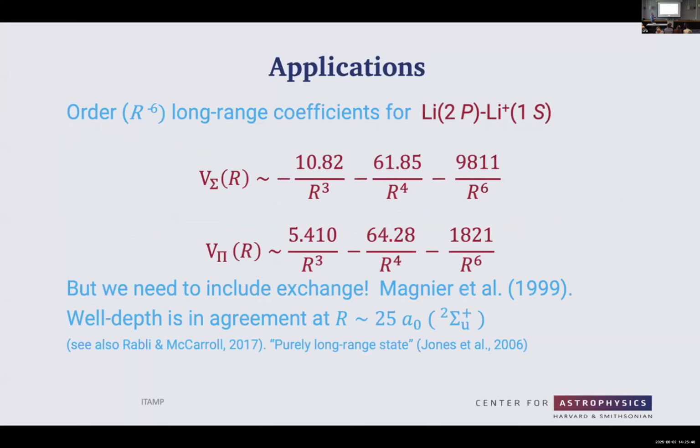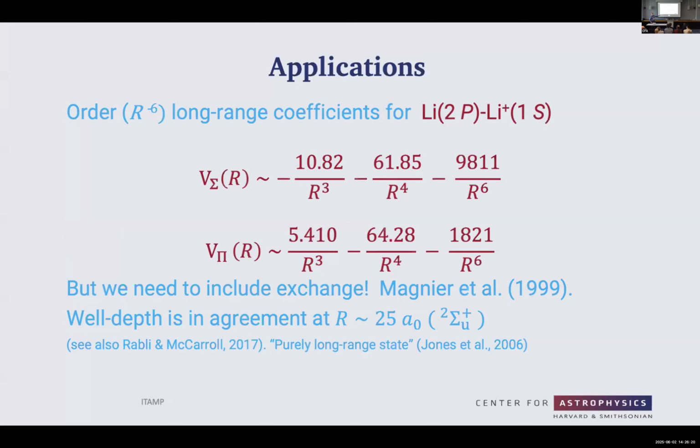So here are the coefficients up to order R to the -6 for the 2p and the ground state lithium ion. Again, it's kind of what you expect: you've got 1 over R cubed, the SP interaction, the induction term, that is, the charge polarizability interaction, and then the charge induced quadrupole interaction. But you need exchange to compare to the real world. Fortunately, Magnier et al. gave the exchange Herring-Holstein formula for this case. We could evaluate it for this case.